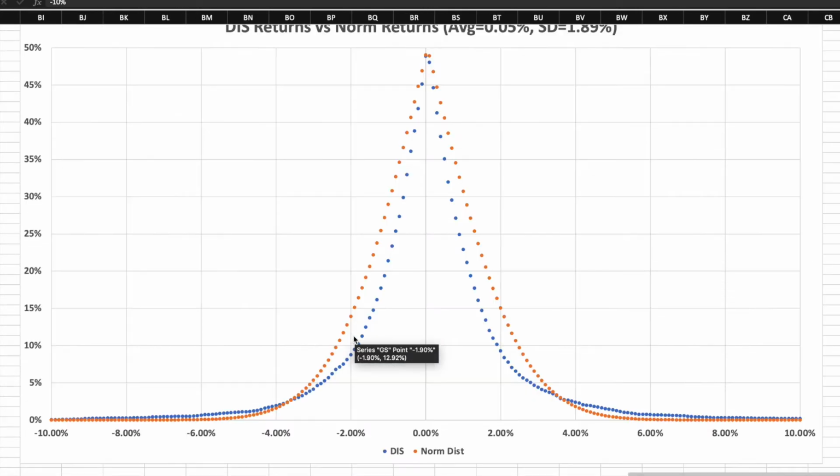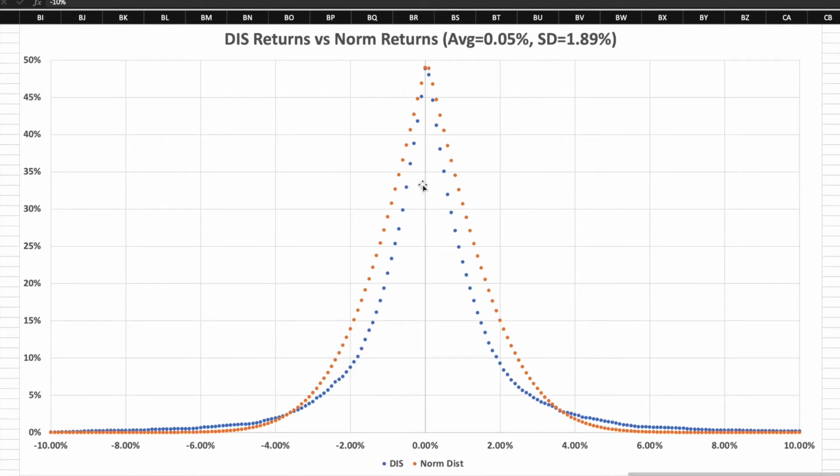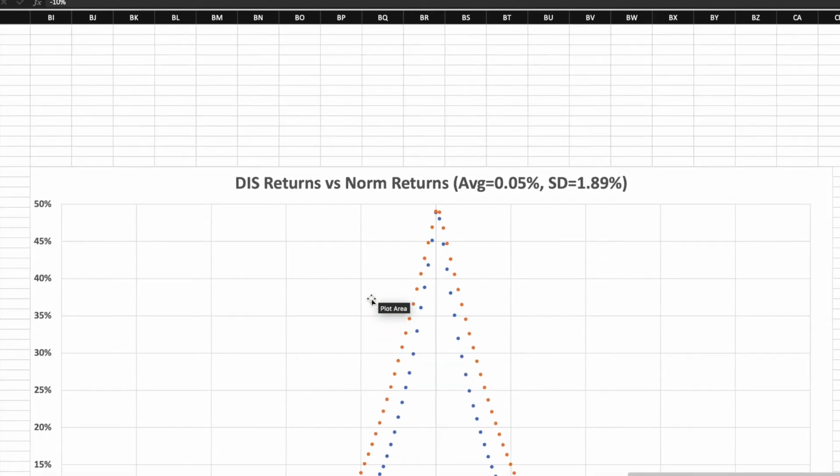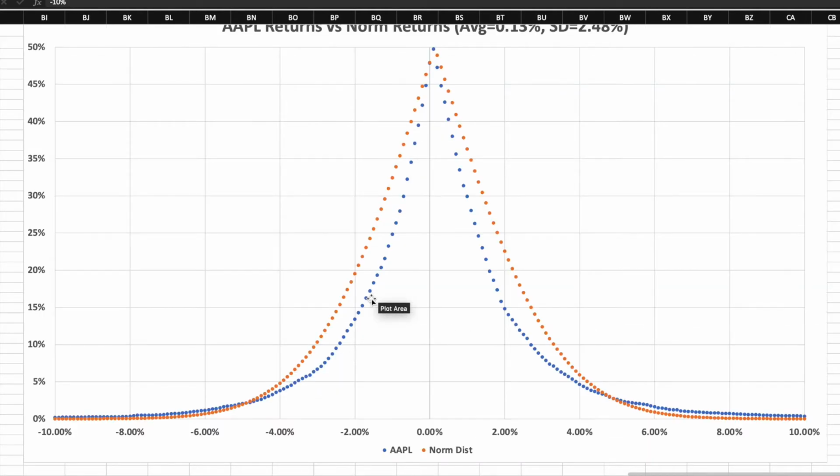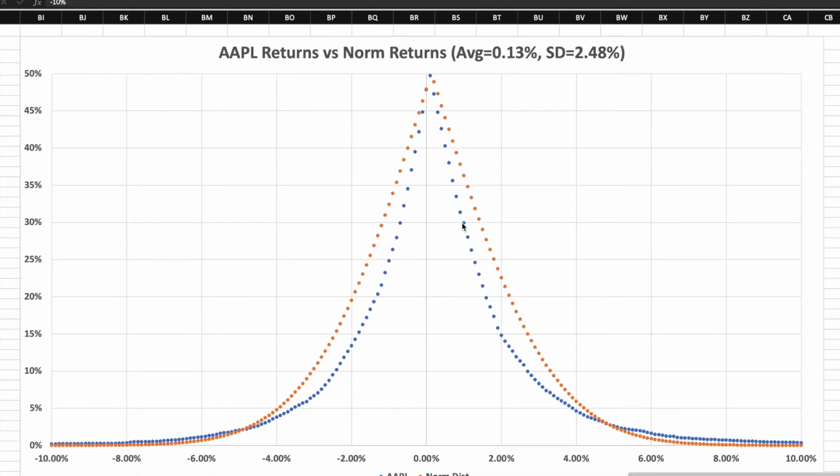Scrolling up again, here we have Disney, and once more, same exact thing. Disney stock prices follow the normal distribution pattern. And one more, I also did the same thing for Apple, and voila, same thing.